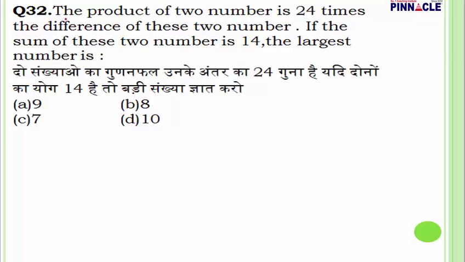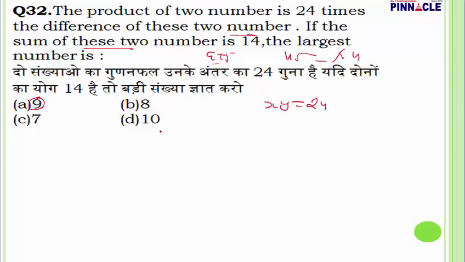Question number 32. The product of two numbers is 24 times the difference of these two numbers. If the sum of these two numbers is 14, then what would the largest number be? Such kind of question you should always solve through the option technique. Let's take this as the largest, 9, then the other number would be 14 minus 9, that is 5. 9 and 5, these are the two numbers. The product of these two numbers is 9 into 5, that is 45. The difference of these two numbers is 4. So this is not possible.